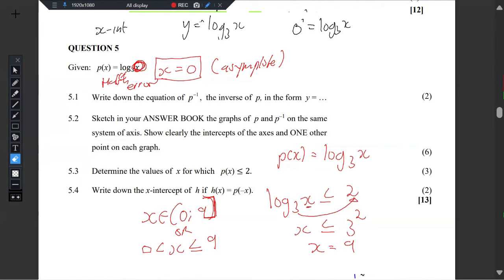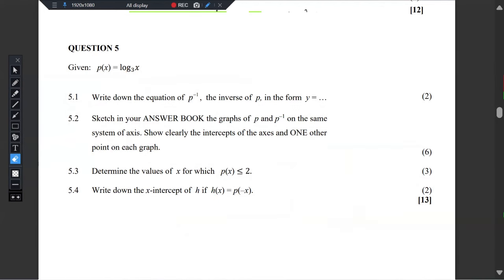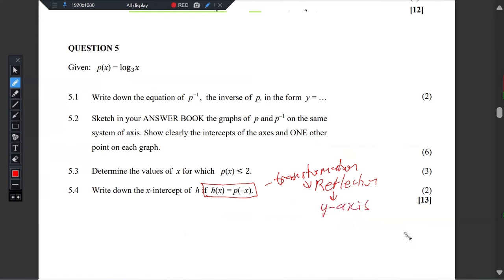Okay, then 5.4 says write down the x-intercept of h if h of x equals p of negative x. Now you have to understand what this is. This is on transformation. To be more specific, what kind of transformation? It's reflection, right? And what kind of reflection? Whenever we see negative x here, this is a reflection on the y-axis. A reflection on the y-axis affects the x-coordinate. Whenever you see negative x there, it's the x-coordinate that is being affected. So it's a reflection on the y-axis.